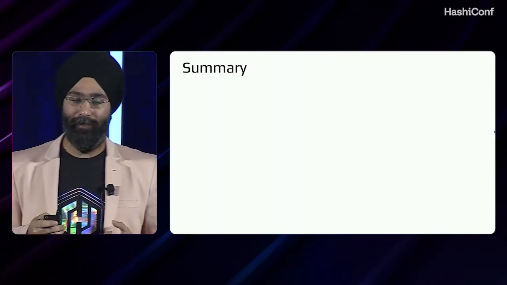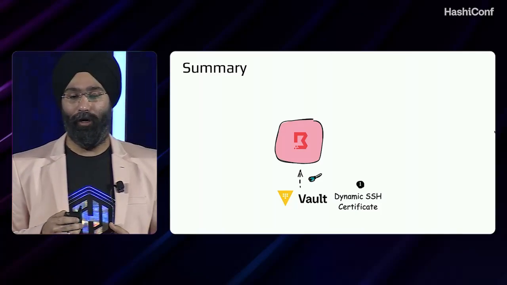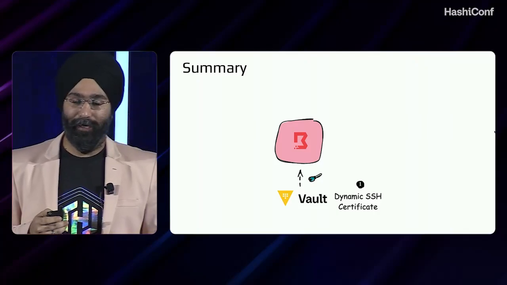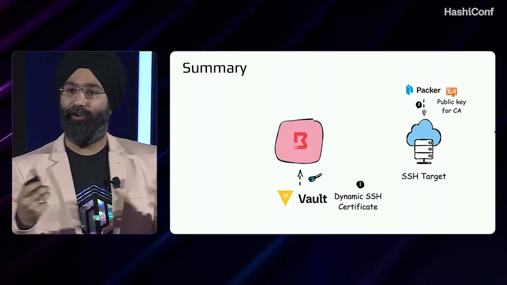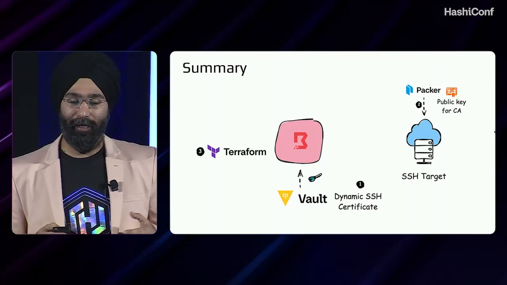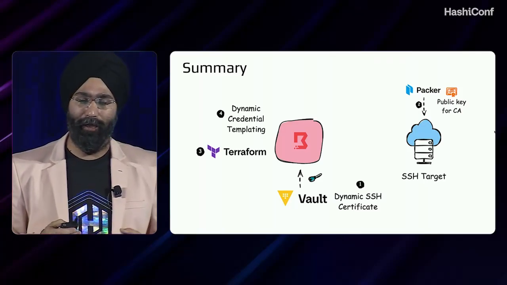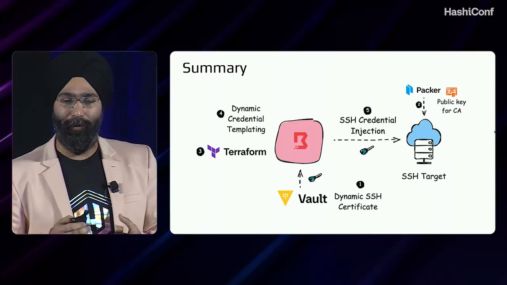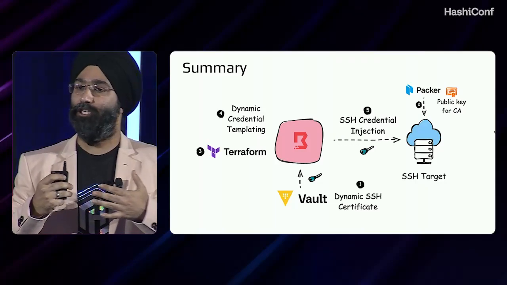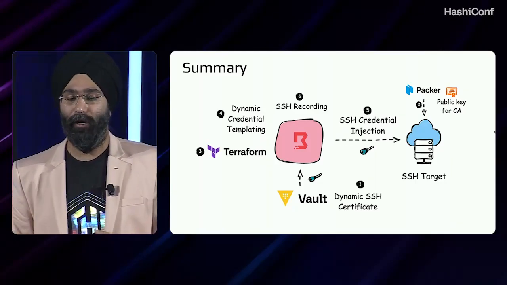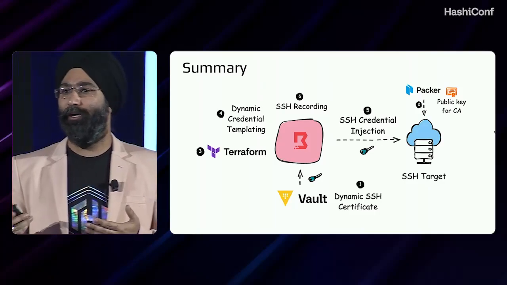So now if we have to summarize, this is the Boundary control plane. First of all, you enable dynamic SSH certificates on your Vault side. The second thing you have to do is use HashiCorp Packer to embed the public key of the CA and create your different SSH servers. The third thing is to bring in Terraform for automating all those configurations, right? And then you also enable dynamic credential templating in those credential libraries, and you enable SSH credential injection just to hide those credentials from the users, and you finally enable SSH recording onto your targets, which will solve your compliance issues and accountability and traceability issues.